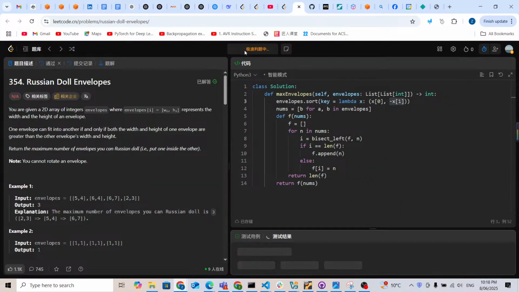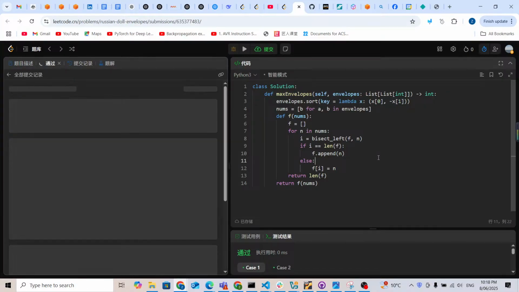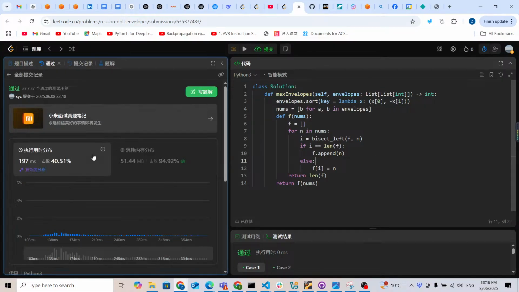Now let me run it to check if it works. Now let me submit it. As you can see, it passed all testing cases, and it's pretty fast.